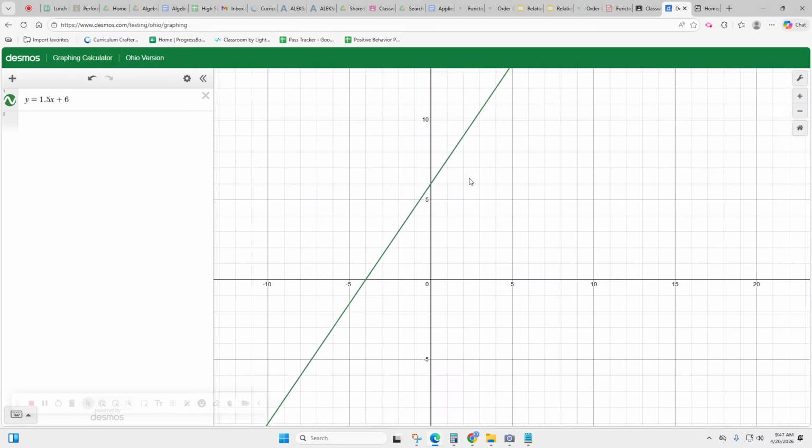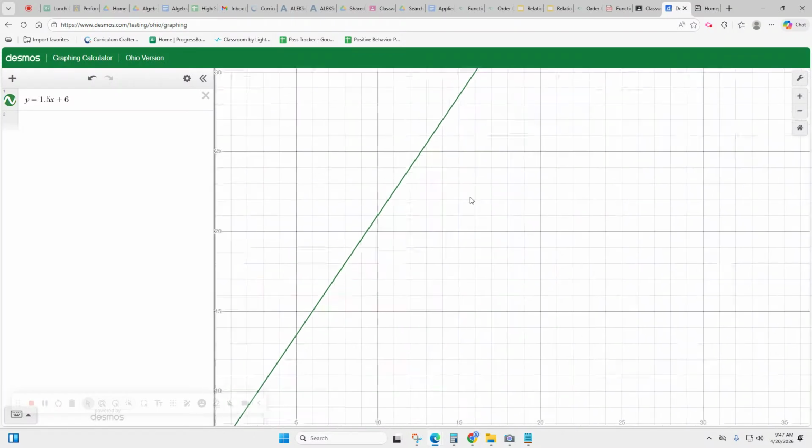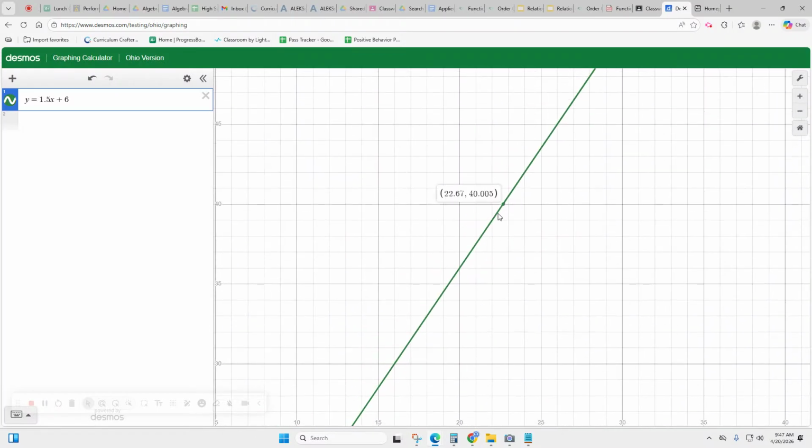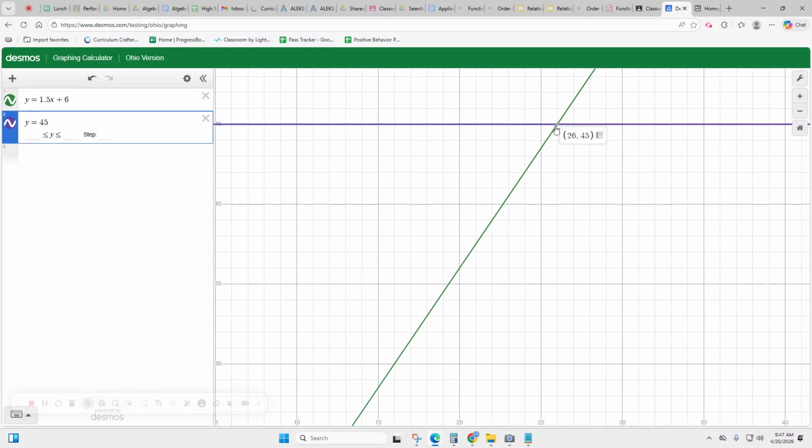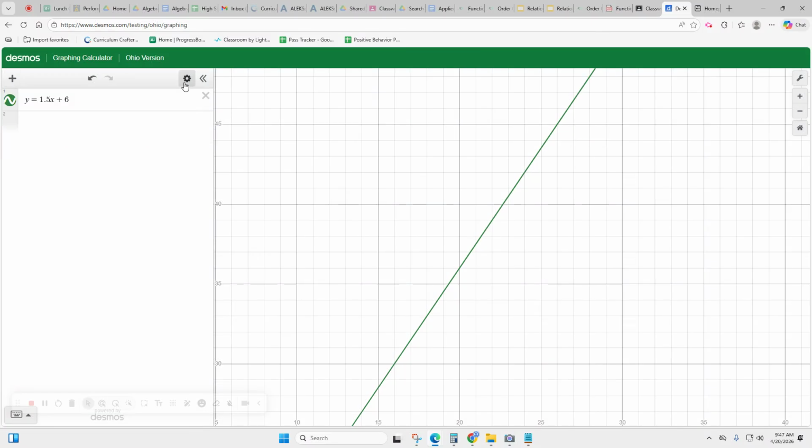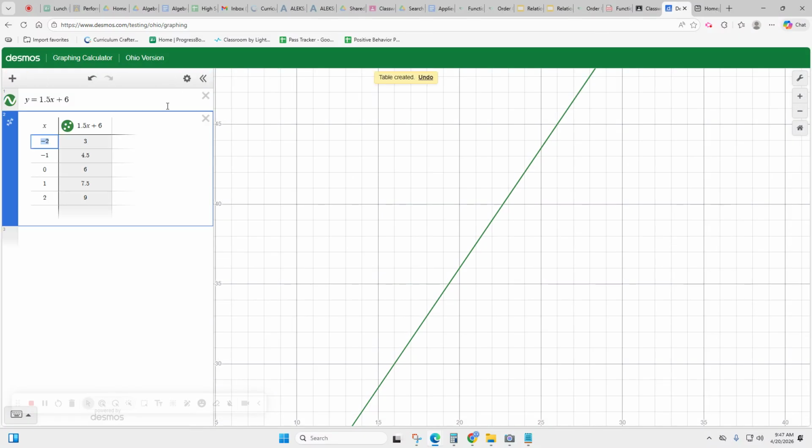And you have two options here. You can either A, scroll all the way up to where 45 is on the y value, right here, and you'll see it as 26. Okay, scroll up to y equals 45, and it's 26. B, you could put in the equation y equals 45 and look for where they intersect, which is again 26. Or C, you could create a table by hitting this cog right here and hitting the create table button.